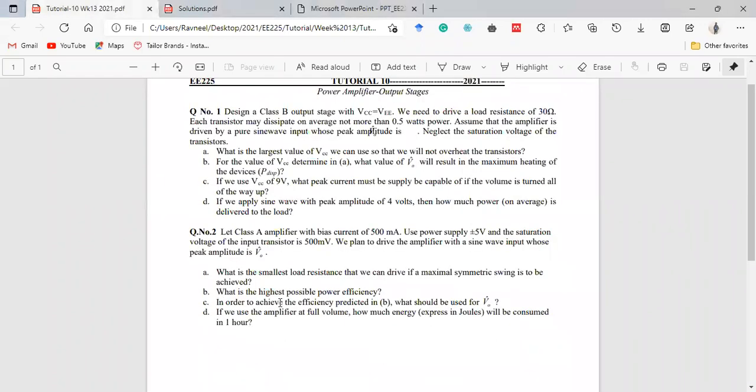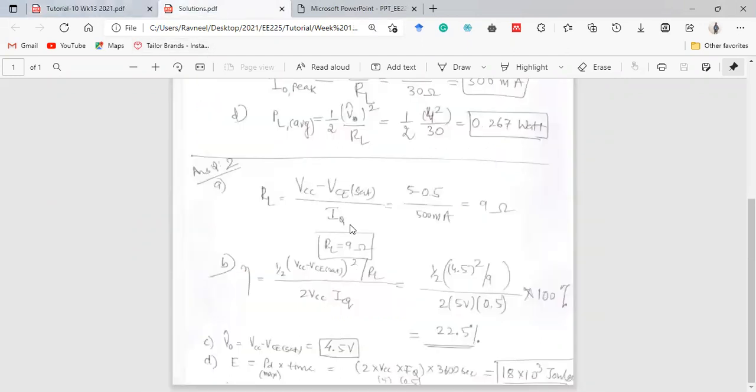C, in order to achieve the efficiency predicted in B, what should be the V out that should be used? Remember, like I told you, directly take the power output, the numerator of the efficiency formula, and compare it with the average power delivered to the load. You can see that the term VCC minus VCE is our V out. Even if you see a transistor, it will be VCC minus the drop across the collector emitter, that is the VCE saturation. Whatever voltage is left is going to be passed on to the load. So V out is equivalent to VCC minus VCE saturation.